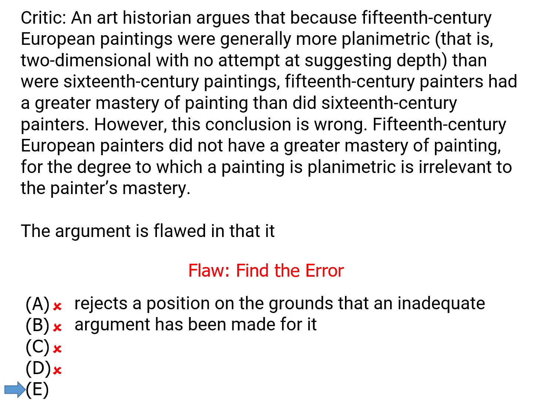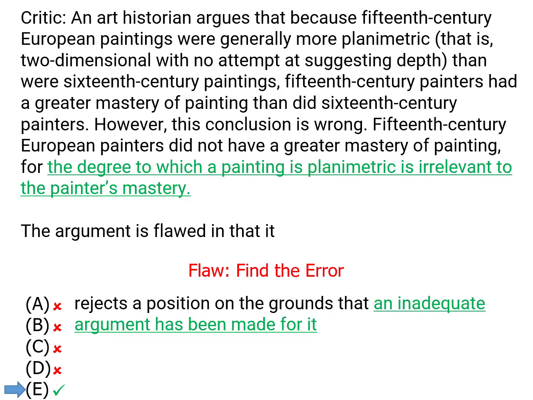So let's see why. Rejects a position on the grounds that an inadequate argument has been made for it. That was exactly the flaw that we predicted. The argument attacks the evidence that the art historian provides, which does disprove the art historian's argument, but that's not enough to reject the position that the art historian takes up. So answer choice E is our answer.